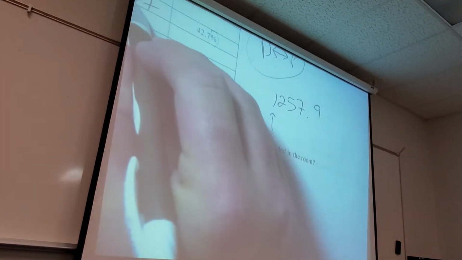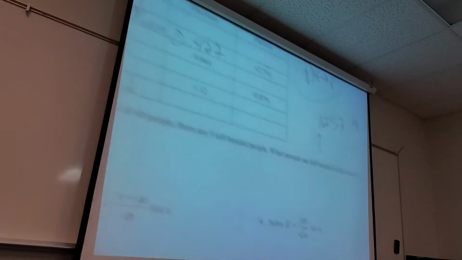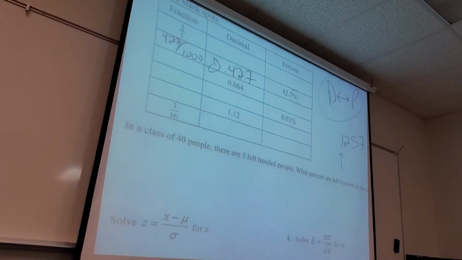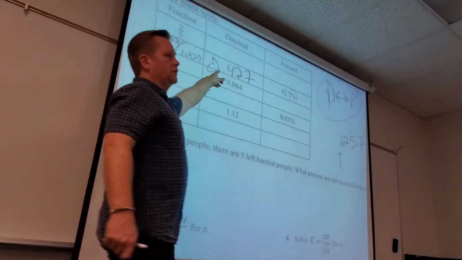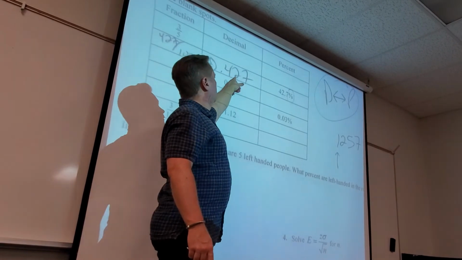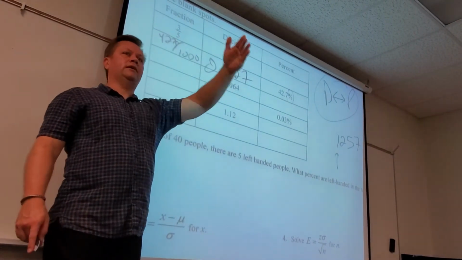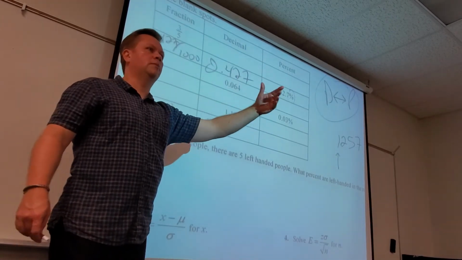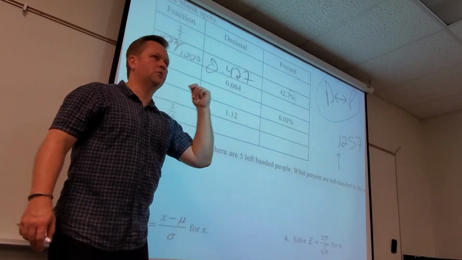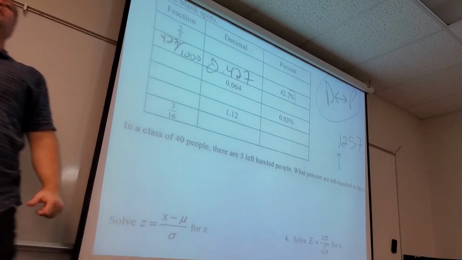So, what place is this in? Tenths, hundredths, thousandths. So 427 over 1,000. And here's another cool way to do this. How many decimal places are there? 3. So there's 3 zeros, because every place corresponds to another multiple of 10. So that's why that's a beautiful shortcut. Oh, cool. Okay.